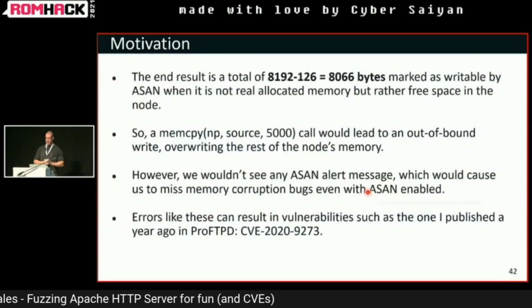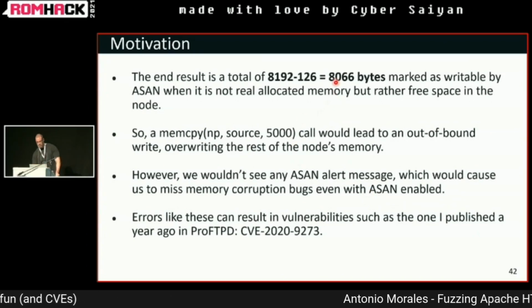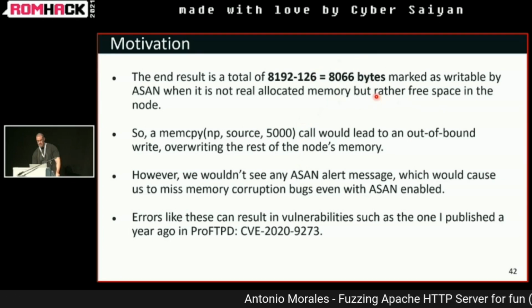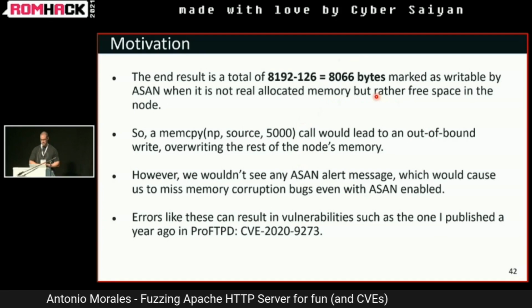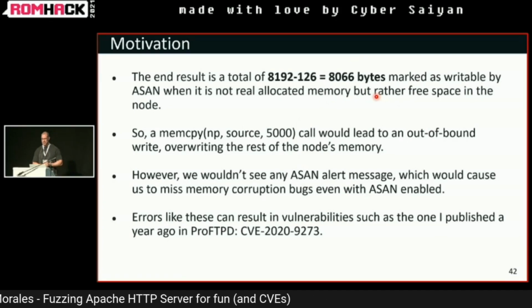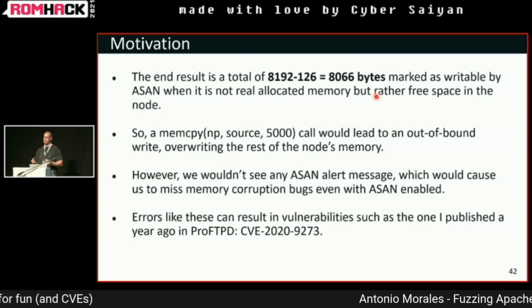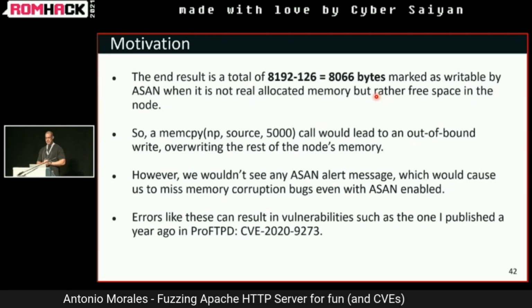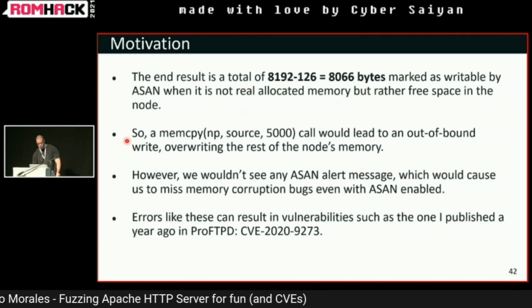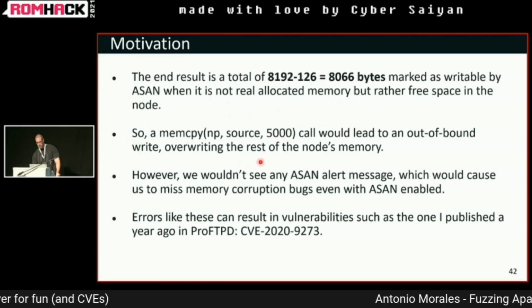So the result is a total area of 8,066 bytes, marked as writable by AddressSanitizer. But the thing is that this is not real allocated memory. Instead, it's free space in the node of the list. So for example, imagine that we call memcpy with a size of 5,000.